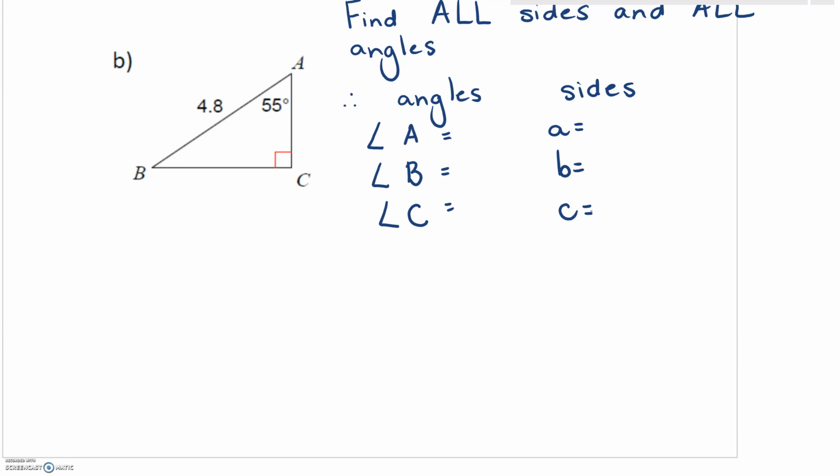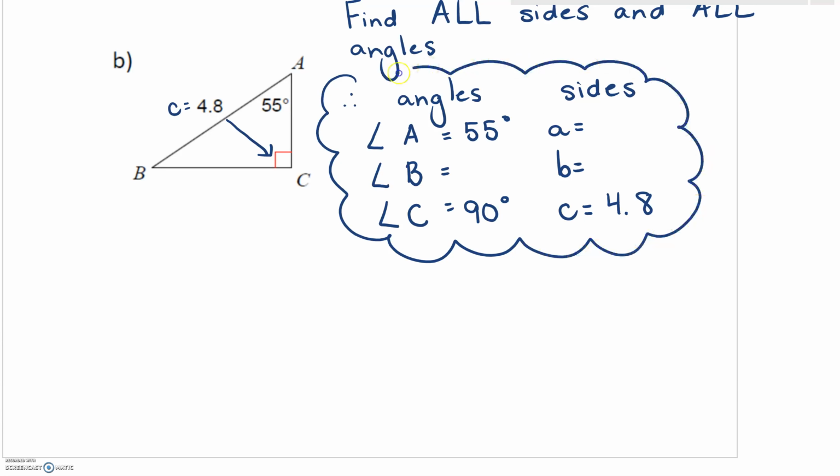So angle A is given, which is 55 degrees. Angle C is given, which is 90 degrees. And we also have a side directly across from side capital C. So this little side is considered lowercase c, which is 4.8. And there's no units, so it's just 4.8. So I'm looking to fill in this chart right here.